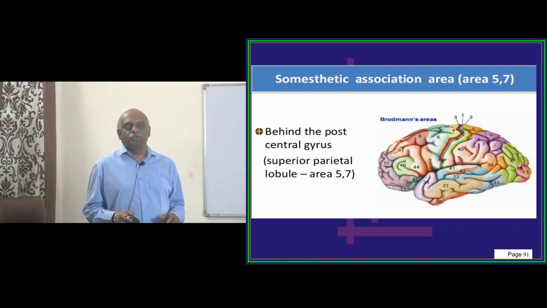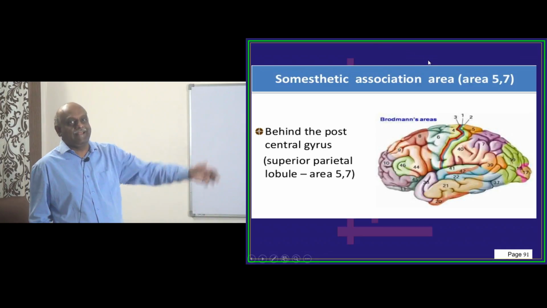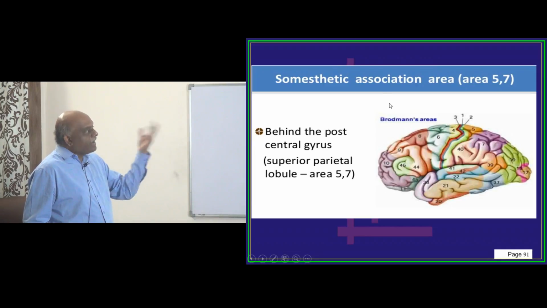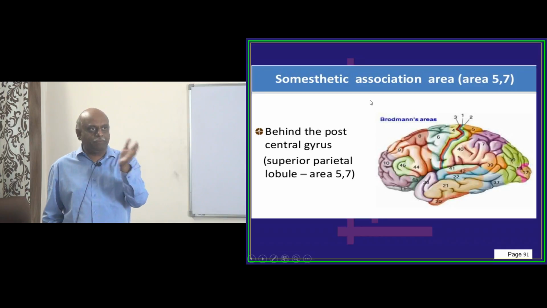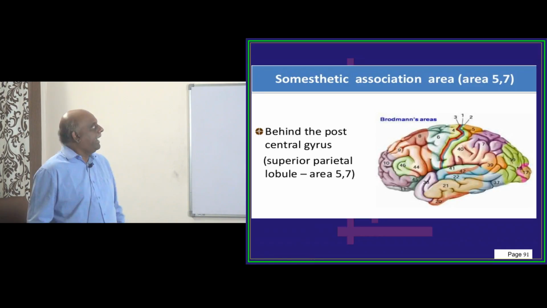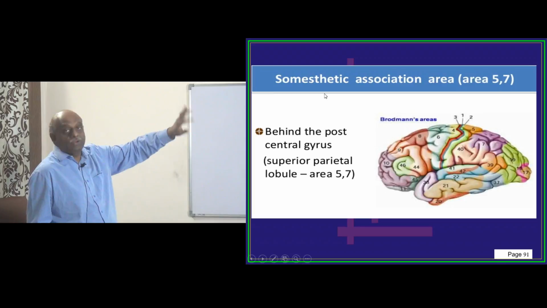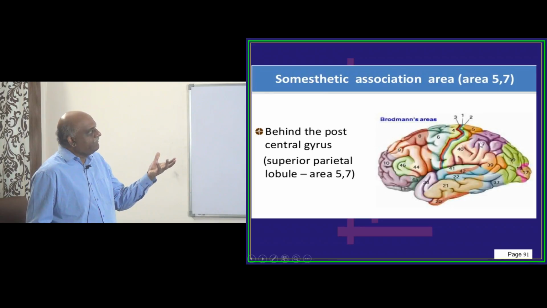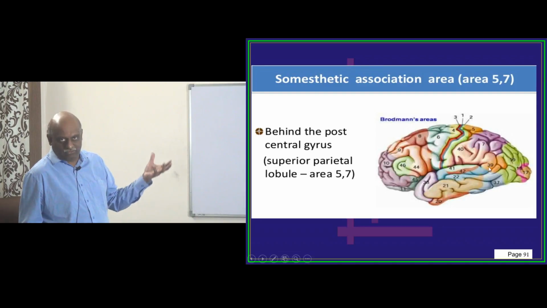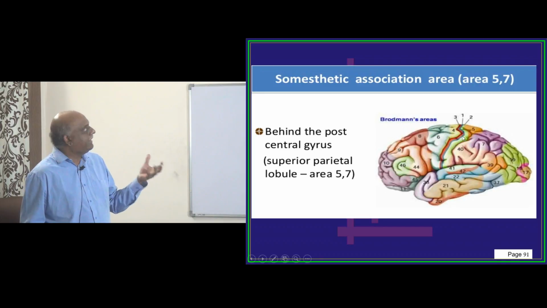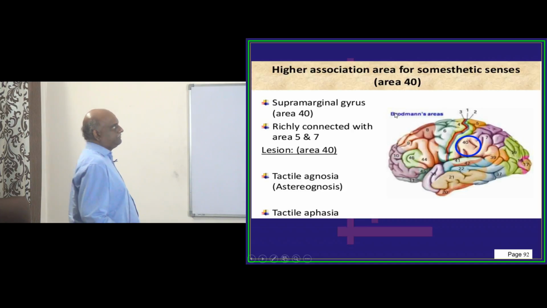Then there are two areas which are called area 5, area 7, which are somesthetic association areas. वो कहाँ है? आपको सेंट्रल गैरस है, उसके आगे प्री सेंट्रल गैरस में मोटर है, पोस्ट सेंट्रल गैरस में सेंसरी है और पोस्ट सेंट्रल गैरस के पीछे क्या है? वहां होता है somesthetic association areas. The 5 and the 7 is what you need to remember, and this is typically the parietal lobule. Superior parietal lobe is a location where you have somesthetic association areas is what you need to remember.